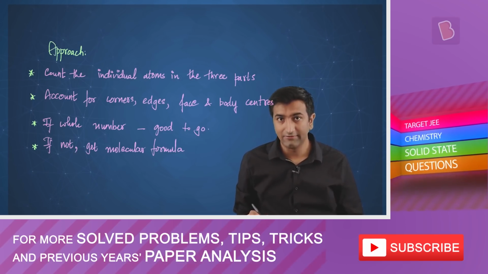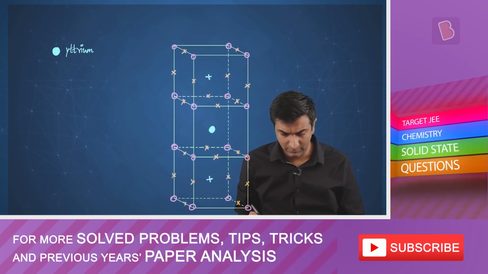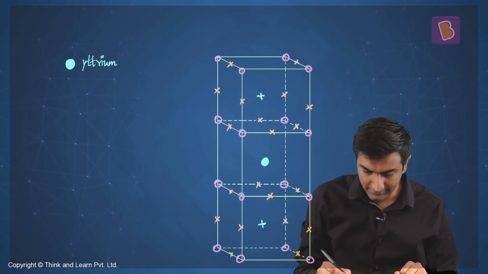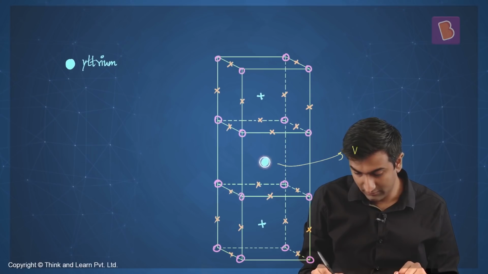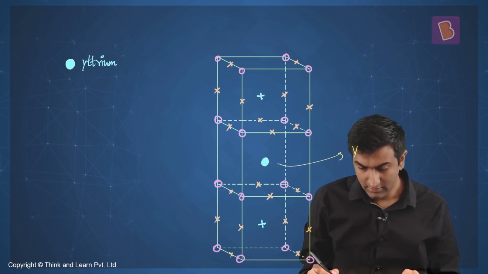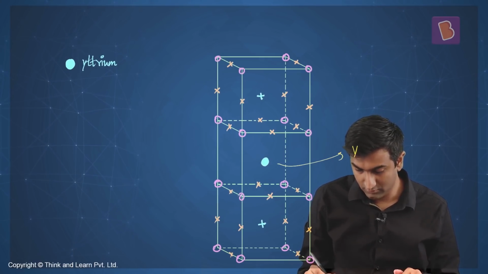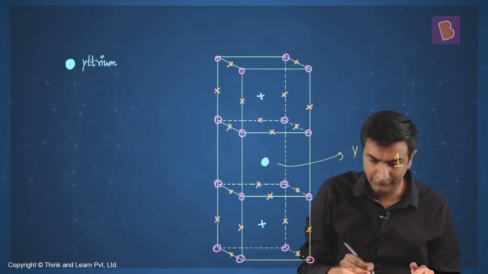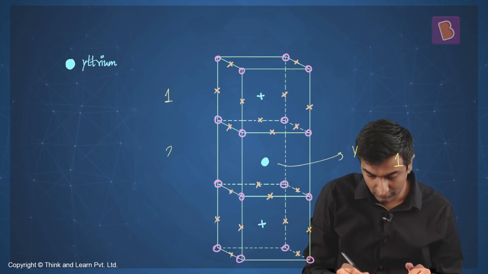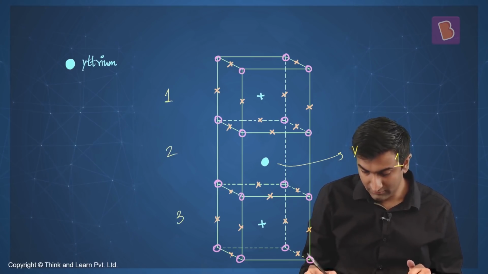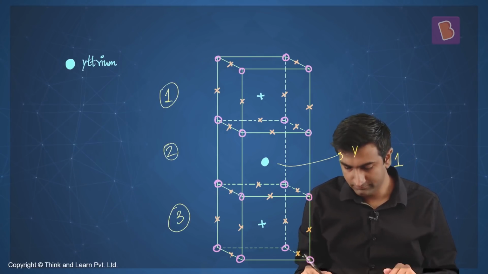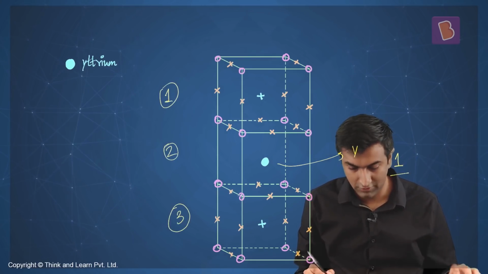Okay, so let's start with the easy ones. I think yttrium is pretty straightforward. So that's the cell in front of you again. This guy here, this is yttrium. Just one simple thing. So I have 1 yttrium in this entire thing. If I divide it into 3 blocks, so to speak, block 1, block 2, block 3, I have just the 1 atom in the second block. Okay, let's move on to the next one.